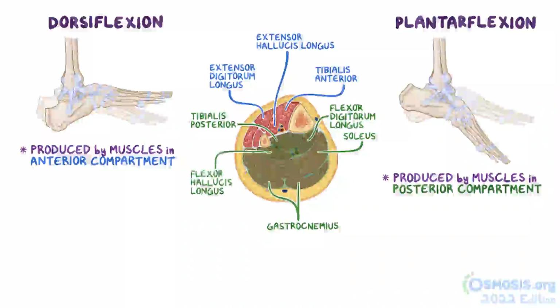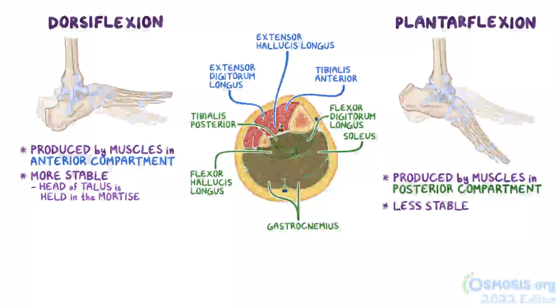Now, because the thicker anterior part of the talus is held in the mortise during dorsiflexion, the joint is more stable in dorsiflexion, and less stable during plantarflexion because it's the narrow posterior part of the talus that is held more loosely in the mortise.